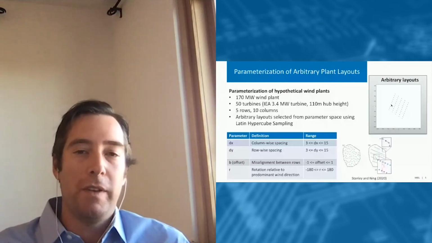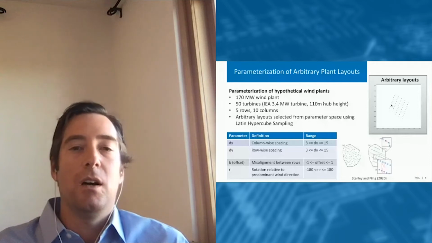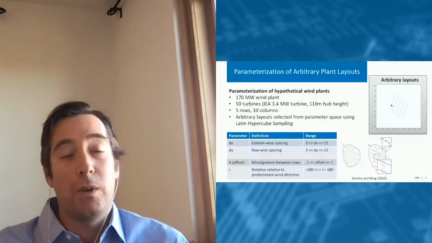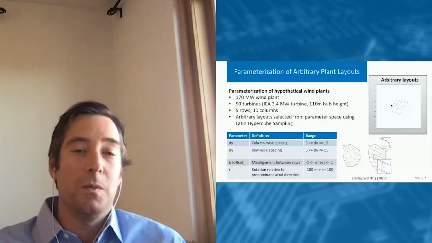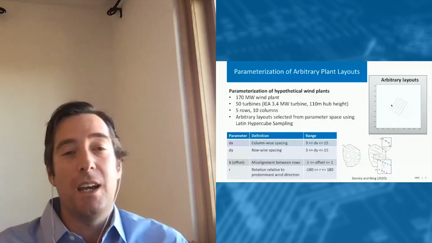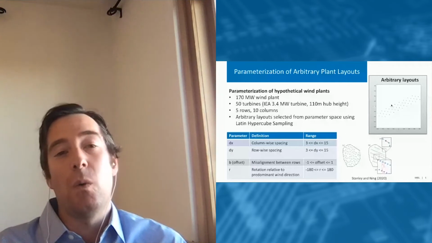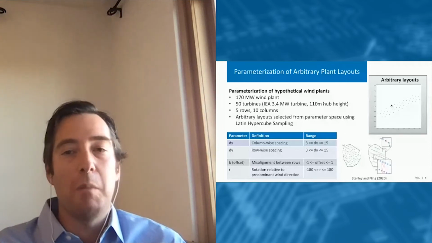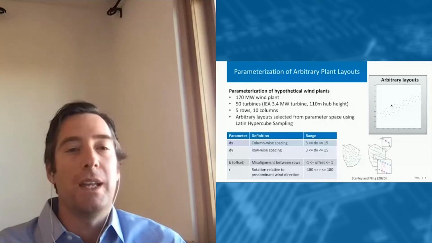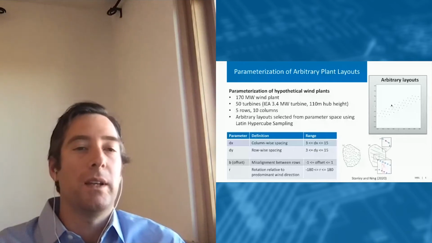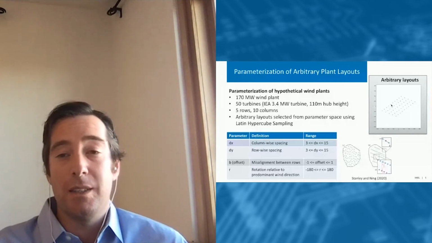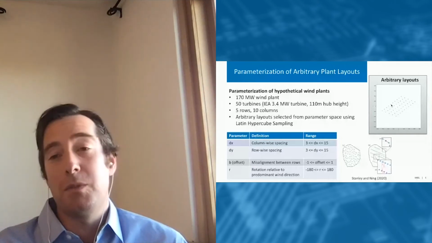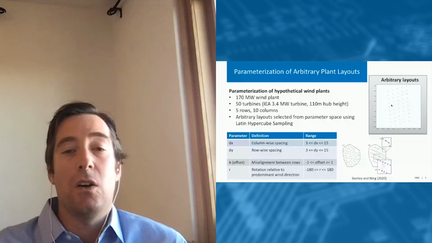Here we fix the turbine technology and we focus on looking at the impact of different layouts. And so we assume for this analysis that we're looking at a 170 megawatt wind plant, which is about on par with what we're seeing for modern day land-based wind plants. This wind plant is comprised of 50 turbines that are arranged in 5 rows and 10 columns.